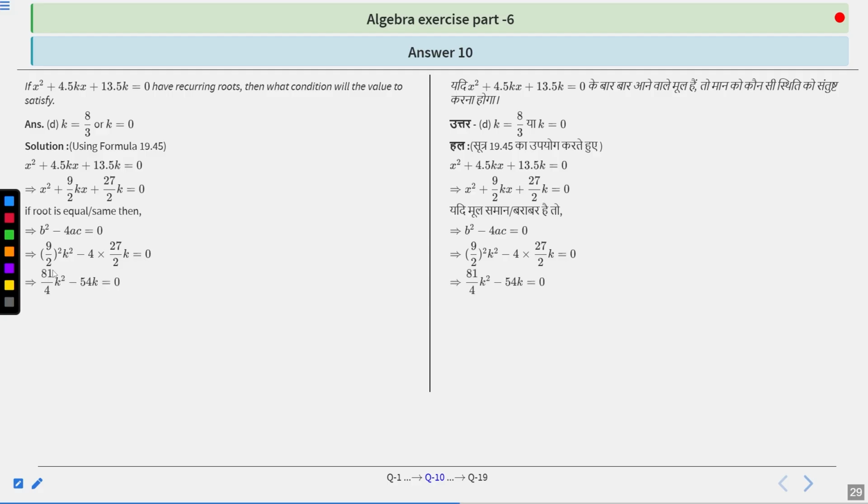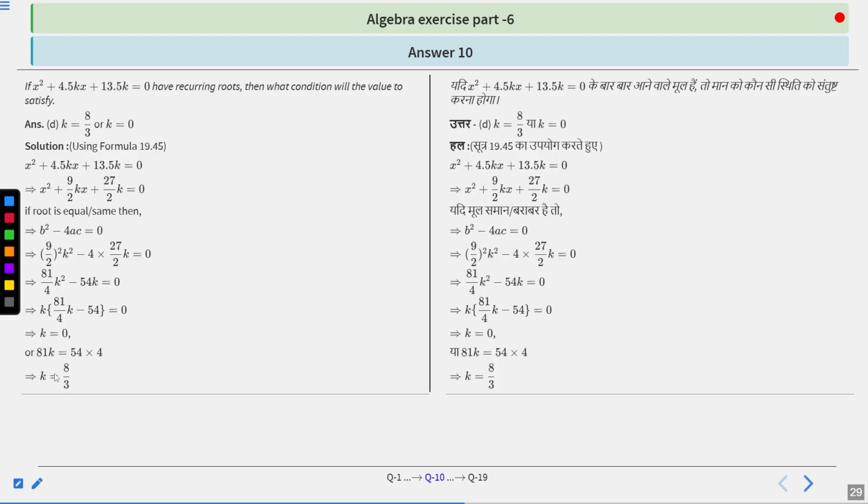9 upon 2's whole square is 81 upon 4, k square minus 27 upon 2 into 4, that is going to be 27 into 2, 54k, that is equal to 0. Taking k common, we get k into 81 upon 4k minus 54 equal to 0 inside the bracket. So the value of k can be k equal to 0, or 81k is equal to 54 into 4. First we put k equal to 0, and then we put 81 upon 4k minus 54 equal to 0. Then we get 81k equal to 54 into 4. So the value of k is 8 upon 3. So we have got two values of k, 0 and 8 upon 3. That means option number D, k can be 8 upon 3 or k can be 0 is the correct option.